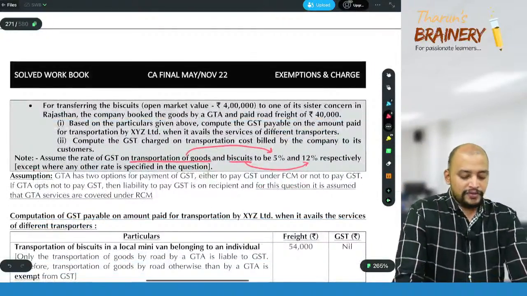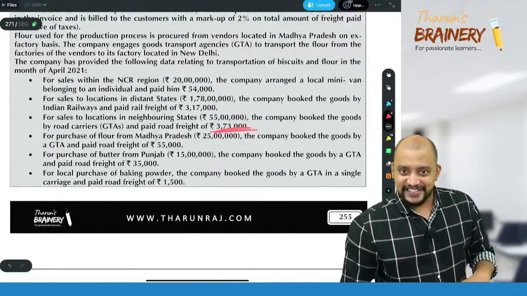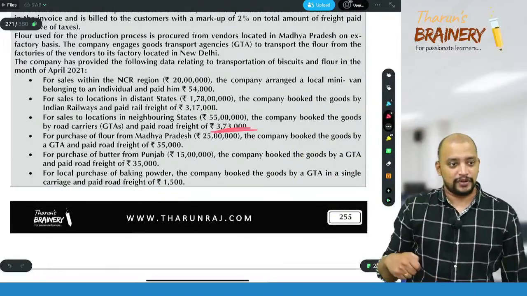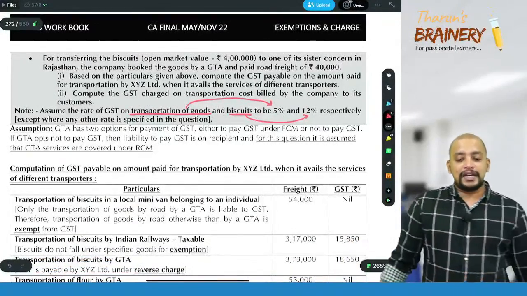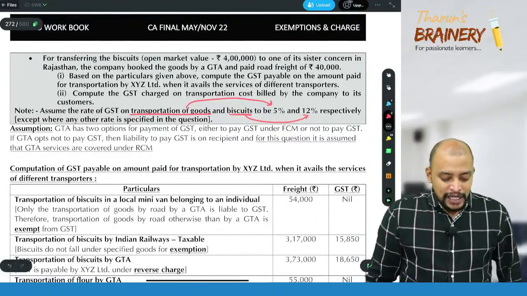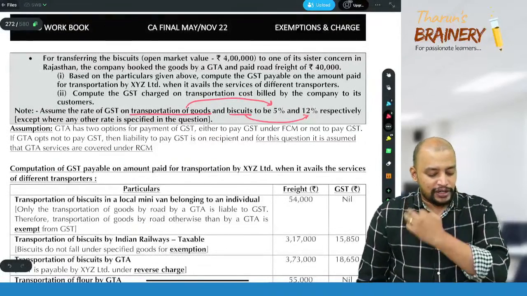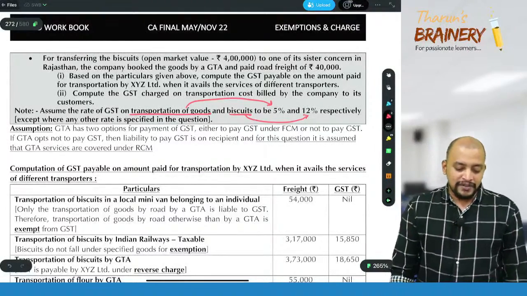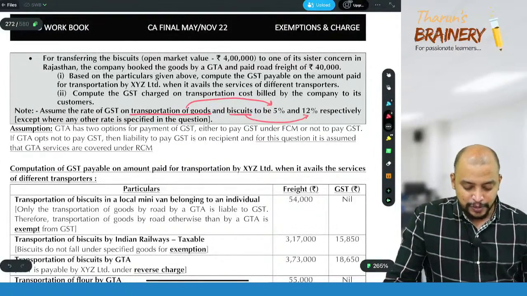Then, next. These are all just the freight for inward supplies. Carriage inwards. Carriage outwards only, we charge it to our recipient and recover from him. So, for local purchase we completed. For transferring the biscuits, open market value 4 lakhs to one of its sister concern in Rajasthan, the company booked the goods by a GTA and paid road freight of 40,000. Based on the particulars given above, compute the GST payable on the amount paid for transportation by XYZ Limited when it avails the service of different transporters. Compute the GST charged on transportation cost billed.